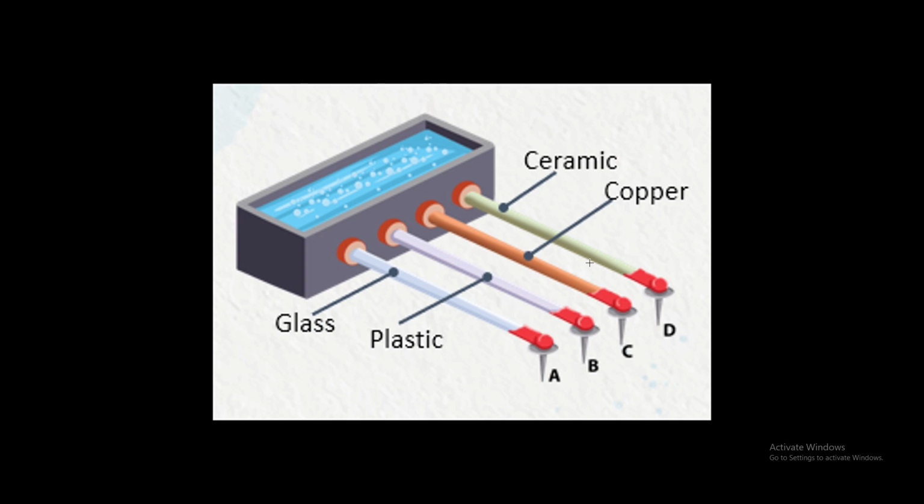On the copper rod labeled C, the wax melts the fastest because copper is an excellent conductor of heat. On the other hand, the wax on the plastic and glass rods labeled A and B melts slower or not at all because they are poor conductors. This experiment clearly shows how the efficiency of heat conduction depends on the material.